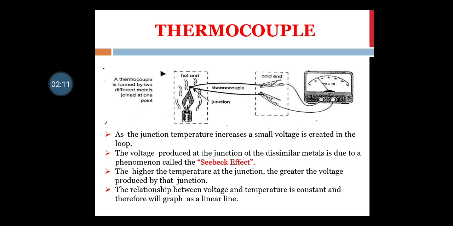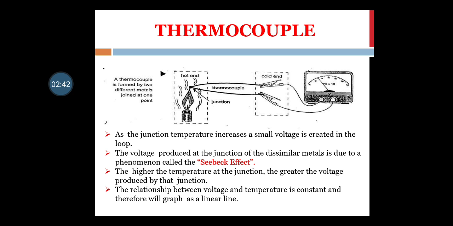As the junction temperature increases, if you heat that hot end, a small voltage is created in the loop, because the cold end is connected to a galvanometer, as you can see here. The voltage produced at the junction of the dissimilar metals is due to a phenomenon called the Seebeck effect.